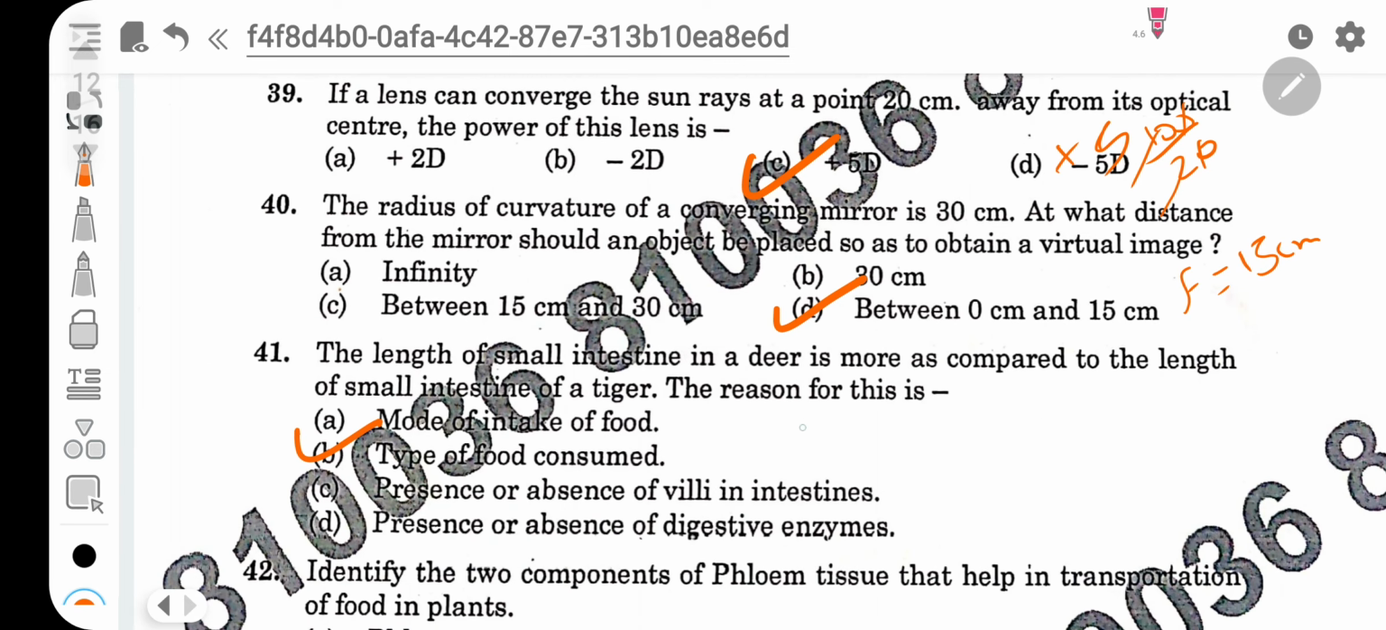41. The length of the small intestine in a deer is more as compared to the length of the small intestine of a tiger. The reason for this is the type of food consumed, because the food consumed is different. Carnivore food consumption is meat and that stuff, and the herbivores are vegetarian. So the type of food consumed is different in different animals.